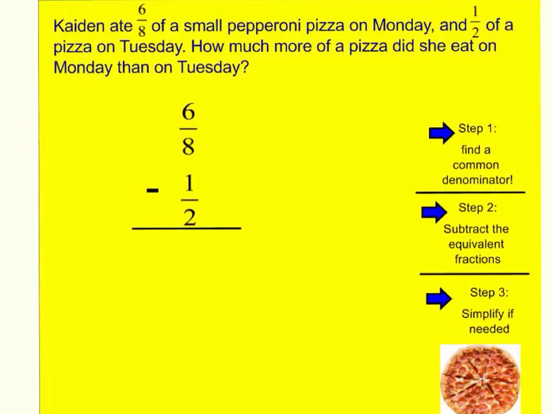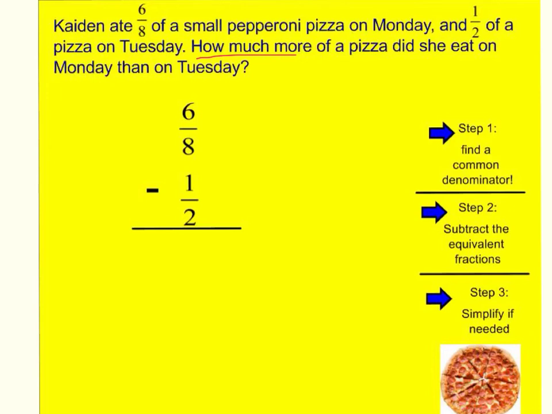Let's try one more practice problem. Caden ate 6/8 of a small pepperoni pizza on Monday and 1/2 of a pizza on Tuesday. How much more of a pizza did she eat on Monday than on Tuesday? So I know it's subtraction because it says how much more of a pizza did she eat on Monday than on Tuesday. Because I'm comparing two numbers, I know I'll need to subtract.